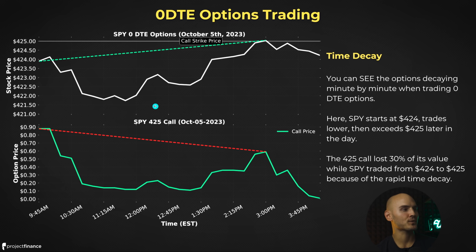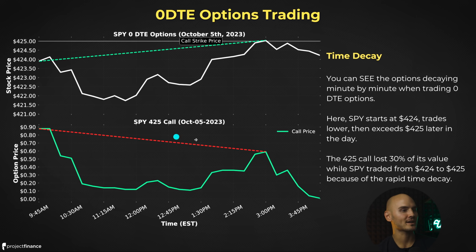So here we're looking at the 425 strike call options on October 5th, 2023. Here we can see SPY starts right around 424, and we can see that in the beginning of the trading day, SPY trades down to 421.50 or 421.60 or so, and then retraces all the way up to 425, which is this call's strike price. But we can see over that same period where SPY went from 424 up to 425, this 425 strike call went from right around 90 cents down to around 60 cents.